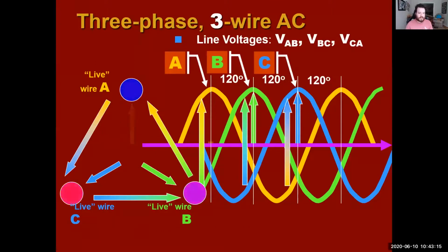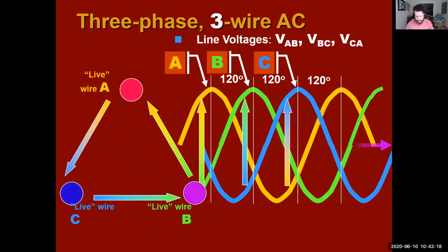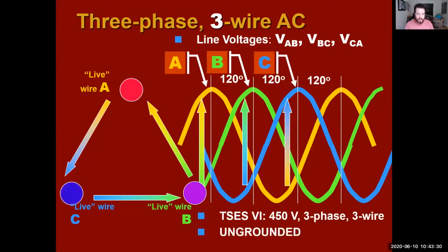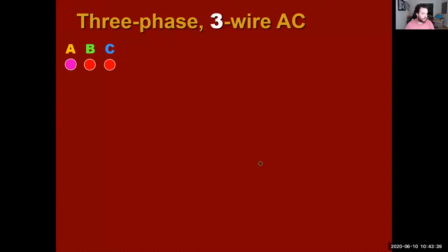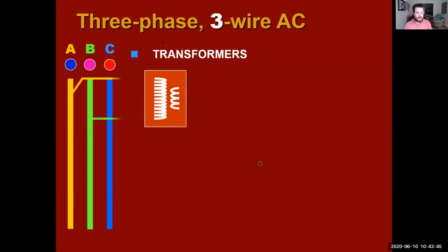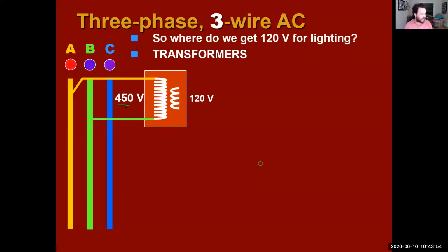So that's residential. But if we talk about shipboard operations, ships don't have grounds. All right. So what we're going to have is an ungrounded circuit. So it's not going to be trying to go to ground. So 3-phase, 3-wire AC is what we have. All right, A, B, and C. We go to our transformers. We come out with 450 out of our generators, and we step down to our 120 volt.